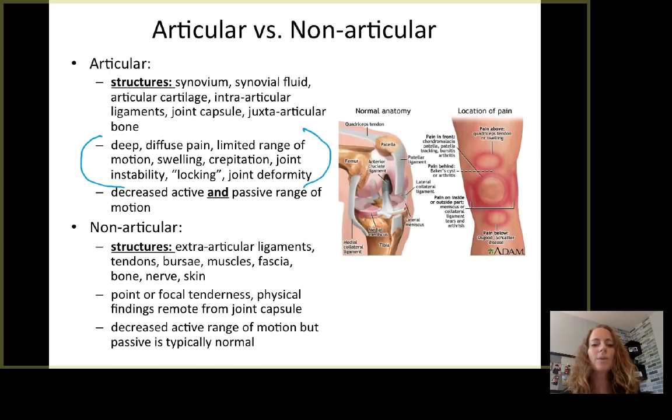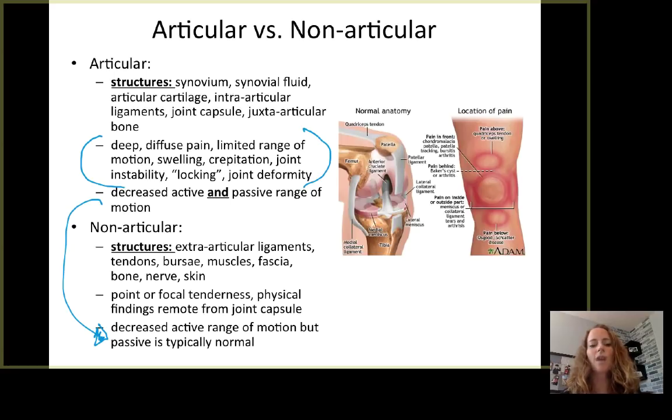When you look at your range of motion for articular conditions, you're going to also see a decrease in both active and passive range of motion. I want you to compare that to the non-articular conditions, where you will see decreased active range of motion, but passive will typically be normal.